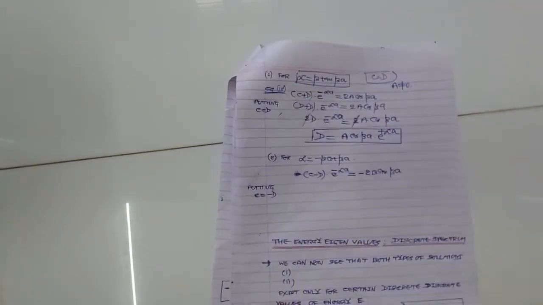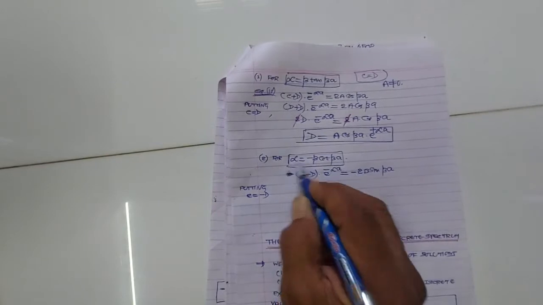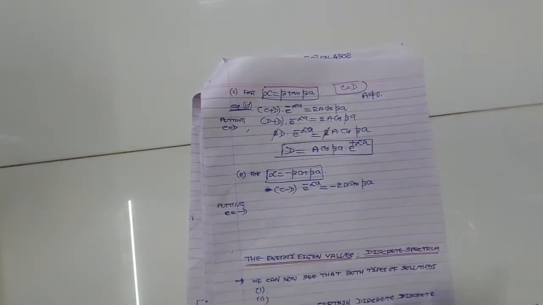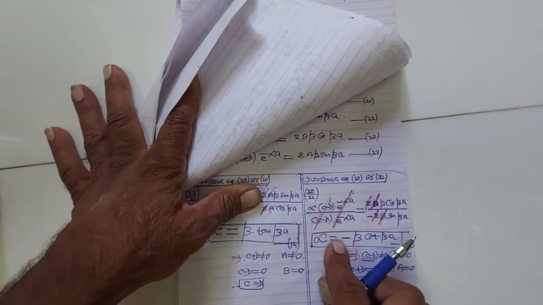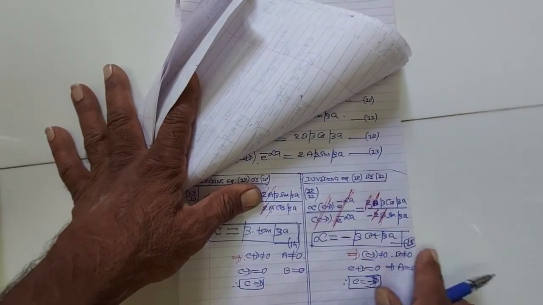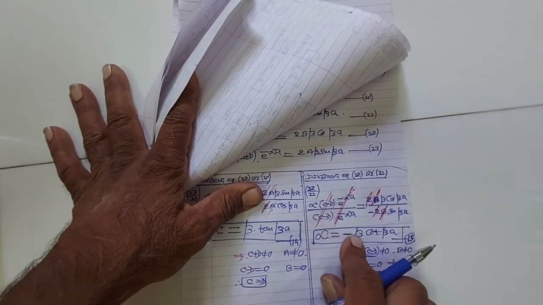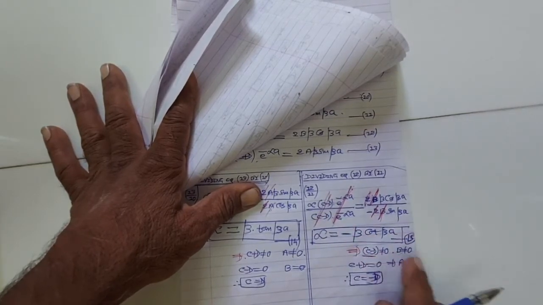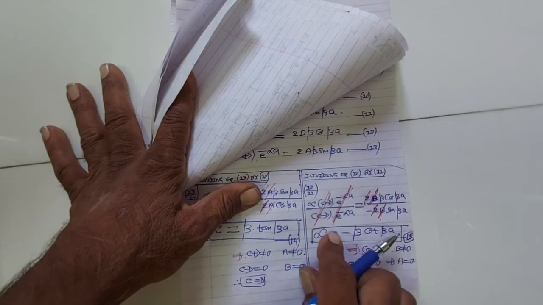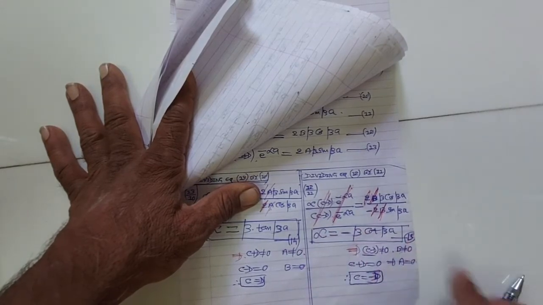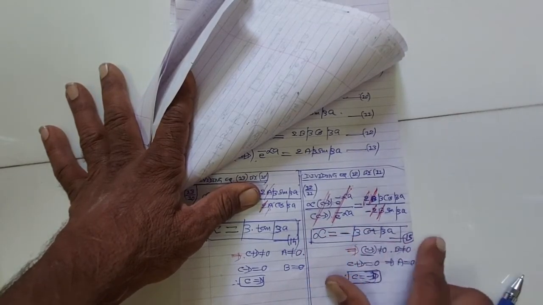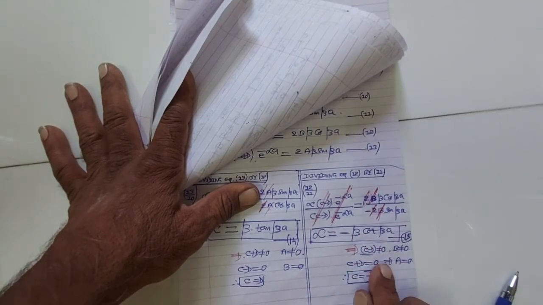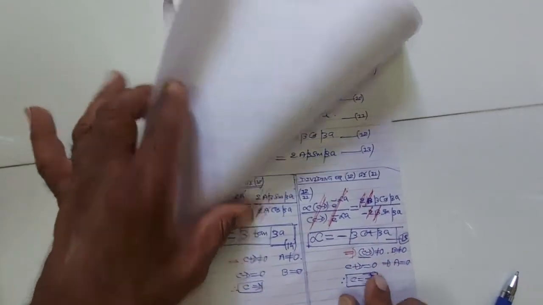Okay, now similarly for the second type of solution, alpha is minus beta cot beta a, let us find out the value of d. For the second type of solution alpha is equal to minus beta cot beta a, c minus d is not equal to 0. Therefore c plus d is equal to 0. If c plus d is equal to 0 then c is equal to minus d.